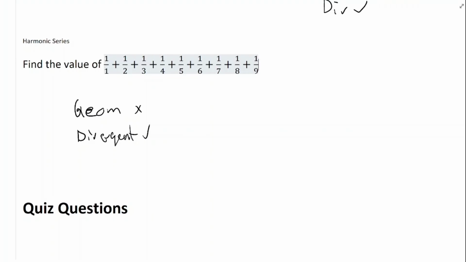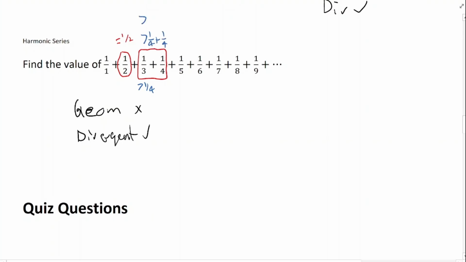All right. So basically what you need to do is you need to pair them up, so that there equals a half. Now, if we look at a third plus a fourth, a third is definitely bigger than a quarter. So this whole thing is bigger than a quarter plus a quarter. So it is bigger than a half.